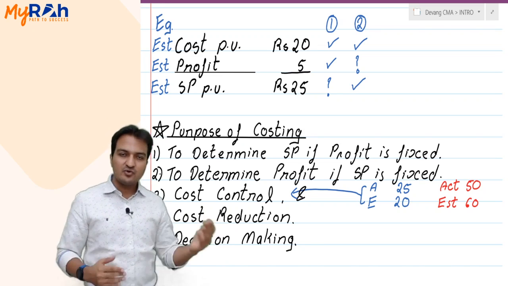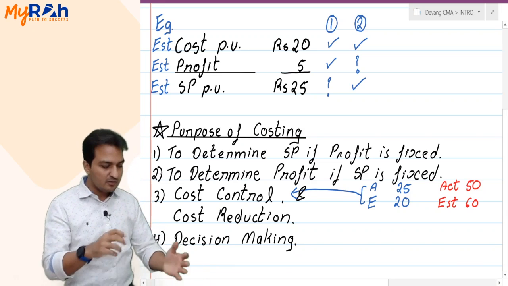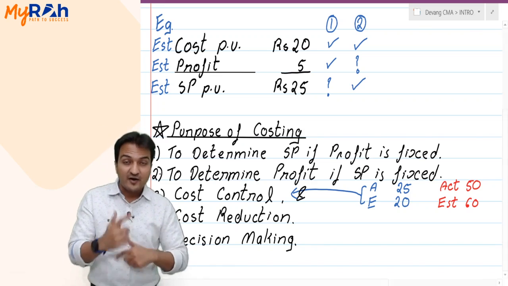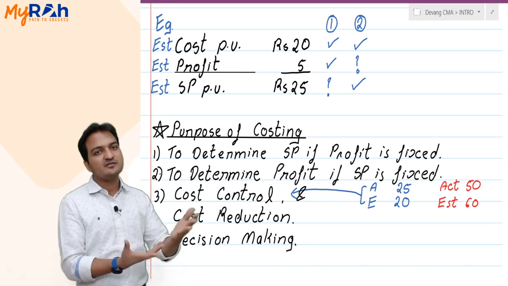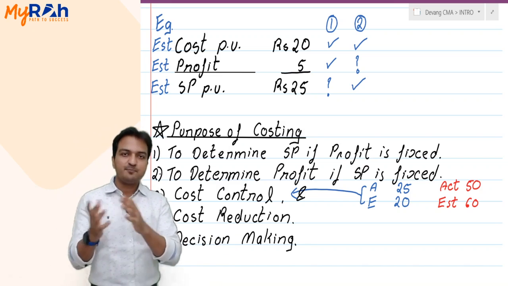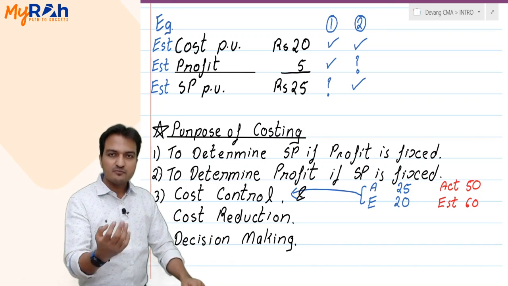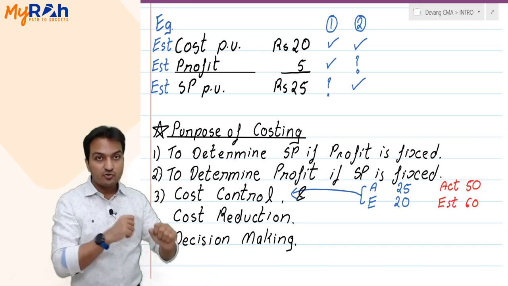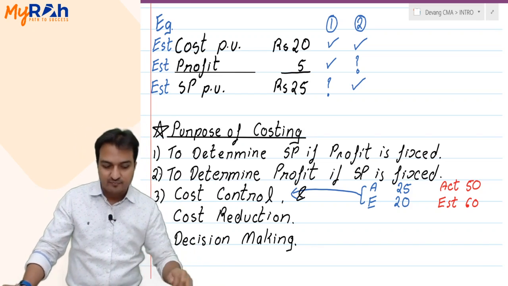What will you do when you get the corrected paper? Well, you will see the paper. You will see where you went wrong. You'll try to find out the mistakes you made so that you can prevent them next time, so that you at least prepare those topics better in the next exam. That is exactly what cost control is. So cost control means to control my actual cost and bring it down to the estimate.